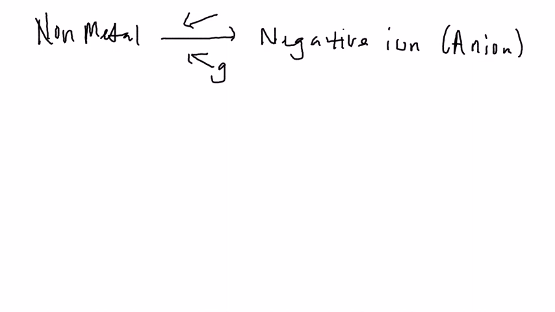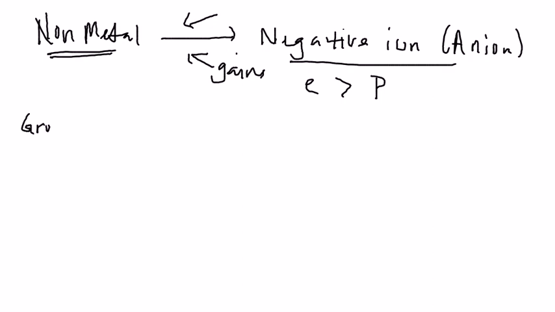It gains the electron. So for negative ions, you will see the number of electrons at the end is more than the number of protons, because they gain electrons instead of losing them. For the non-metals that we are talking about here, we will focus on group 7, and one of the elements that we will talk about is fluorine.